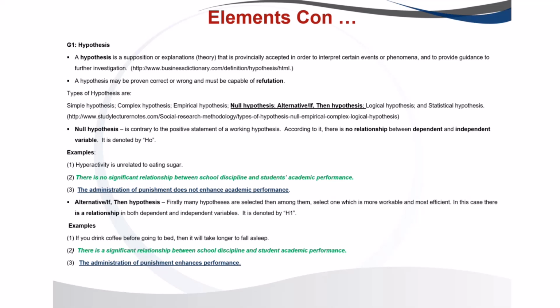Okay, please look at the other examples. Number 2, null hypothesis: there is no significant relationship between school discipline and student academic performance. That's a null hypothesis. But then the if and then one says there is a significant relationship between school discipline and student academic performance. In other words, if you discipline your learners, they'll perform better in school. But the null one says, even though you can discipline the learners, there's a possibility of them not performing well. There's no relationship. You can look at number 3 if you have time. Okay.